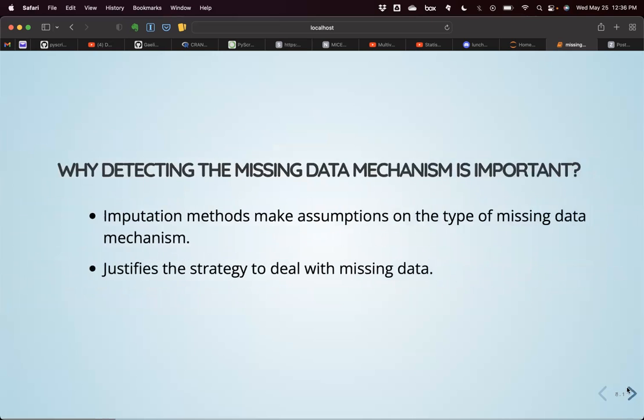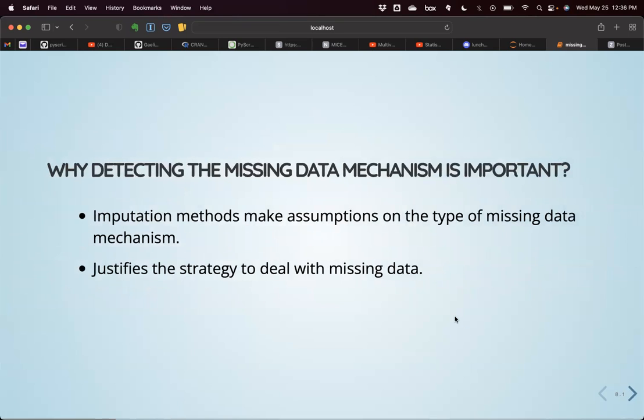Okay, so now that we know a little more about the missing data mechanism, why is that mechanism so important? Well, some of the methodology that we're going to discuss makes assumptions about these data mechanisms. I hope we have time to discuss a little about multiple imputation by chained equations, MICE, and that makes an assumption that your data is MAR.